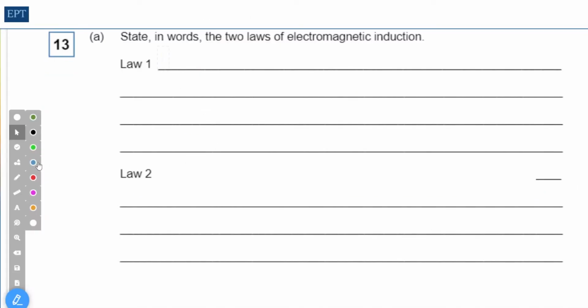Physics fans, bit of background noise today, apologies for that, but I just figured it was so important to get this little video done since so many people are asking about electromagnetic induction in my lessons. So here we go. Stating in words the two laws of magnetic induction.